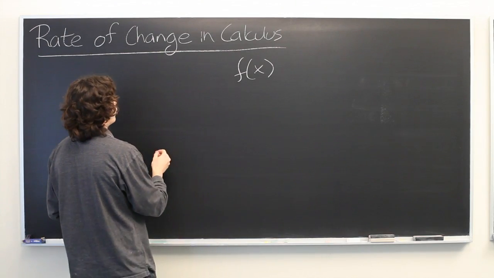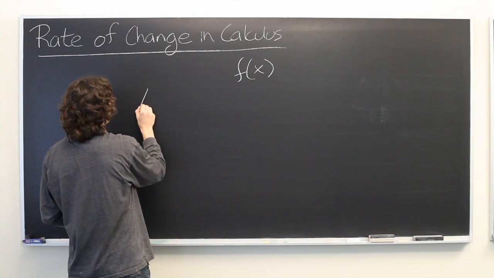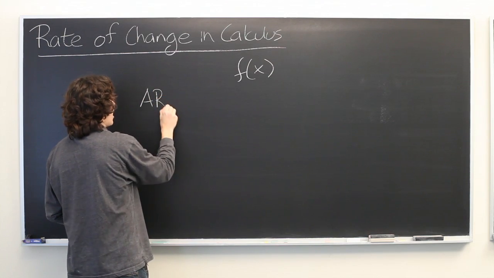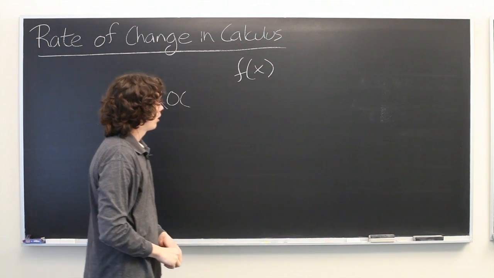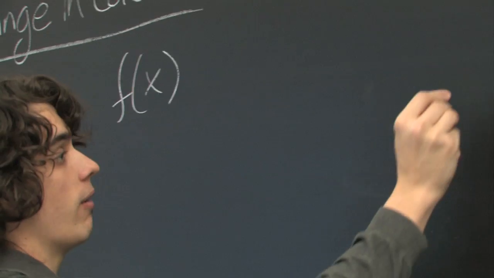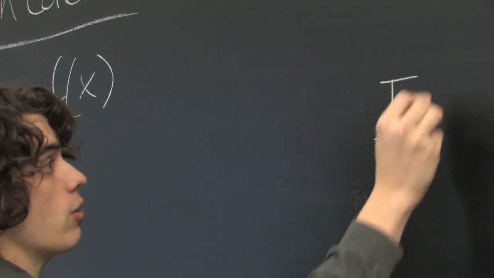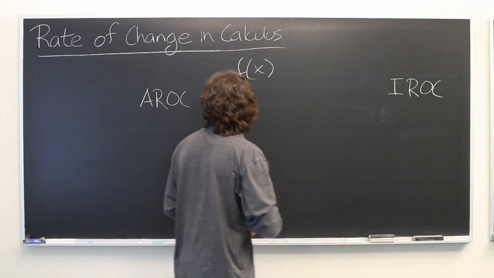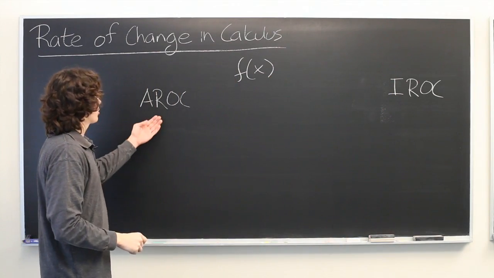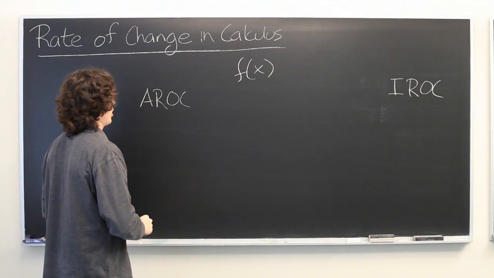The average rate of change over an interval, which is sometimes called the AROC, or average rate of change. And we have the instantaneous rate of change at a value, sometimes called the IROC. So, how do we express the average rate of change over an interval?